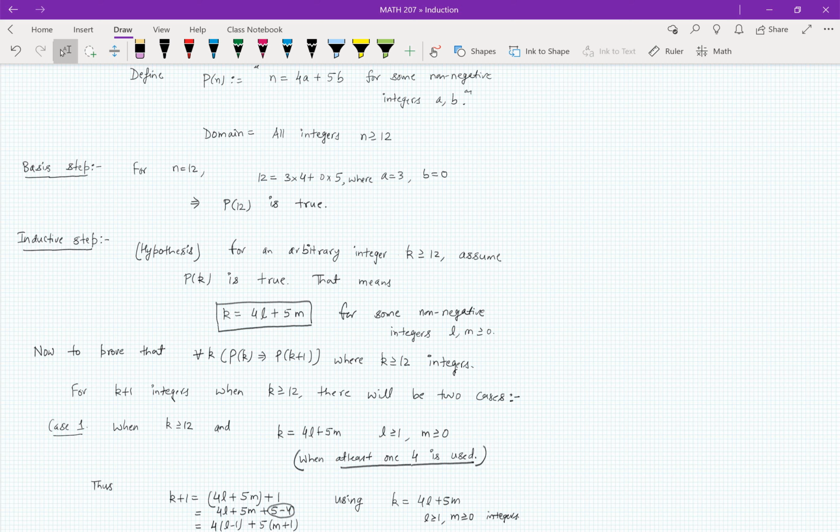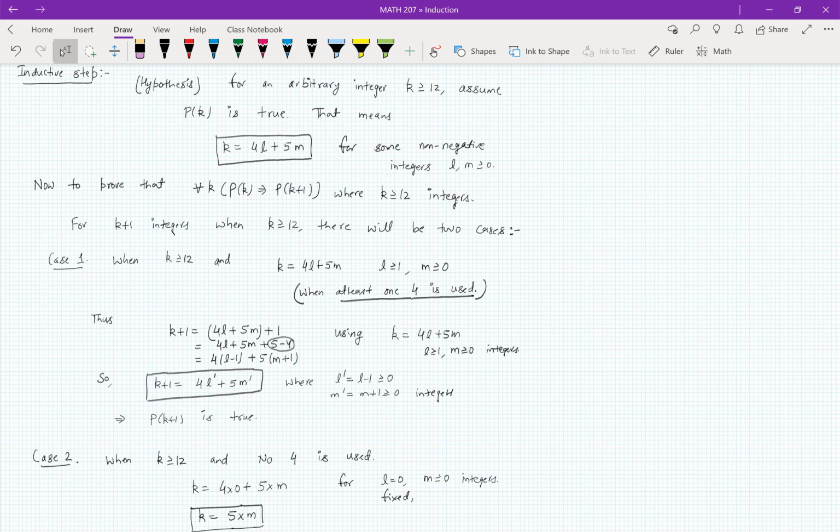When it comes to the inductive step, I assume my hypothesis: I assume that for an arbitrary integer k greater than or equal to 12, P of k is true. That means k can be written as 4 times L plus 5 times M for some non-negative integers L and M. Now to prove my inductive step, that if P of k becomes true, then P of k plus 1 also becomes true, where k is an integer greater than or equal to 12, there will be two cases that arise here.